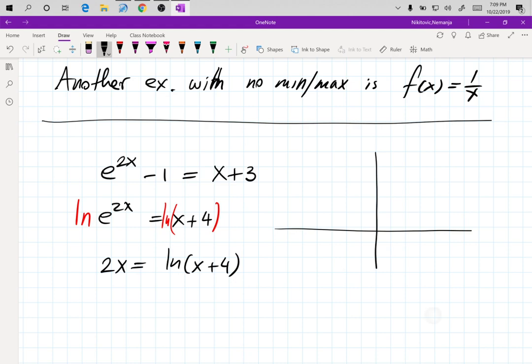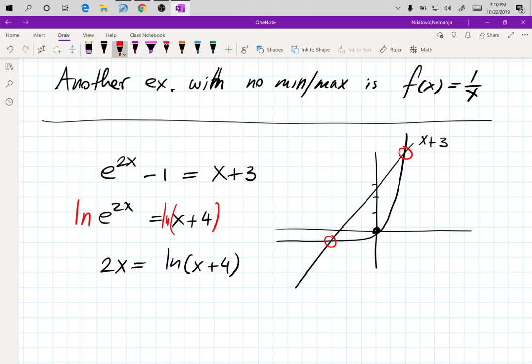So I have my x plus 3, which is a 45-degree line, and then I have e to the 2x minus 1. So e to the 2x minus 1 is going to look like this. I see that there are two solutions that we can numerically find, and depending on how good your sketch is, you would know where to look for them using numerical methods. Okay?